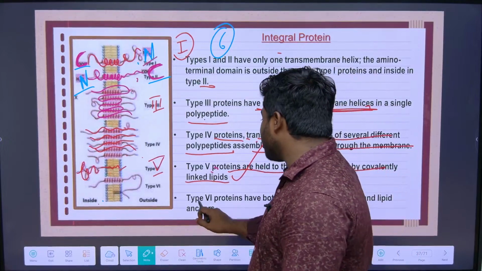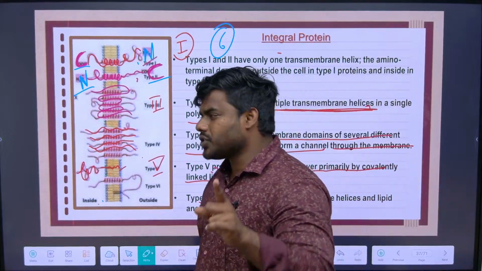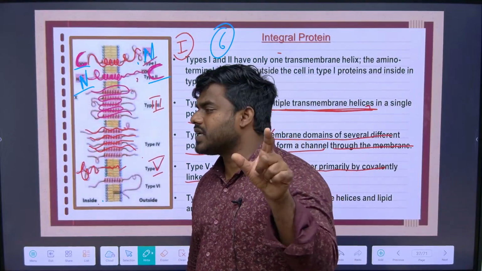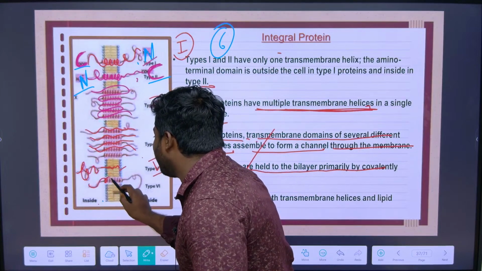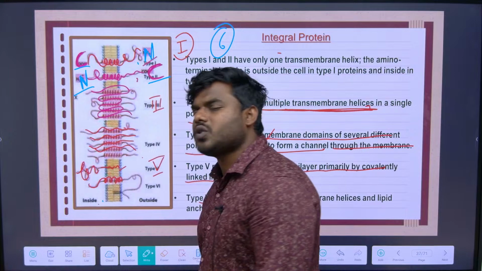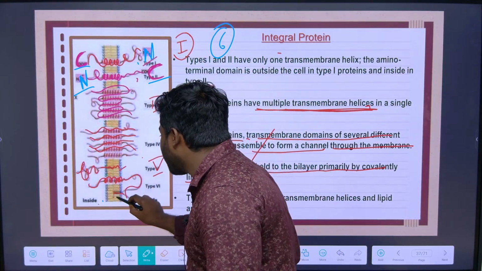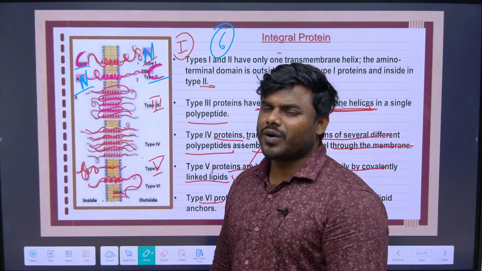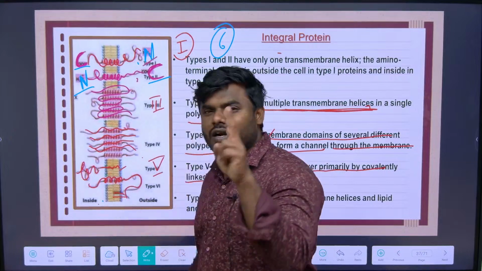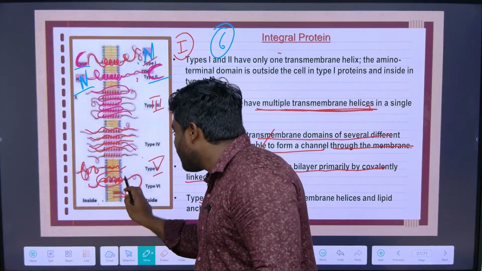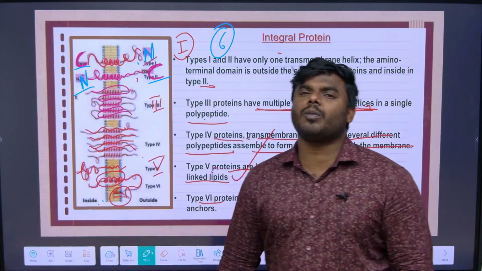And when you consider the type 6 proteins, this is very important. All the students focus on the type 6 protein very correctly. The type 6 protein has the transmembrane domain also, very clear, and it has a lipid linked domain also. What you have to understand, the type 6 protein is attached to the plasma membrane via two domains, the transmembrane domain as well as the lipid linked domain.